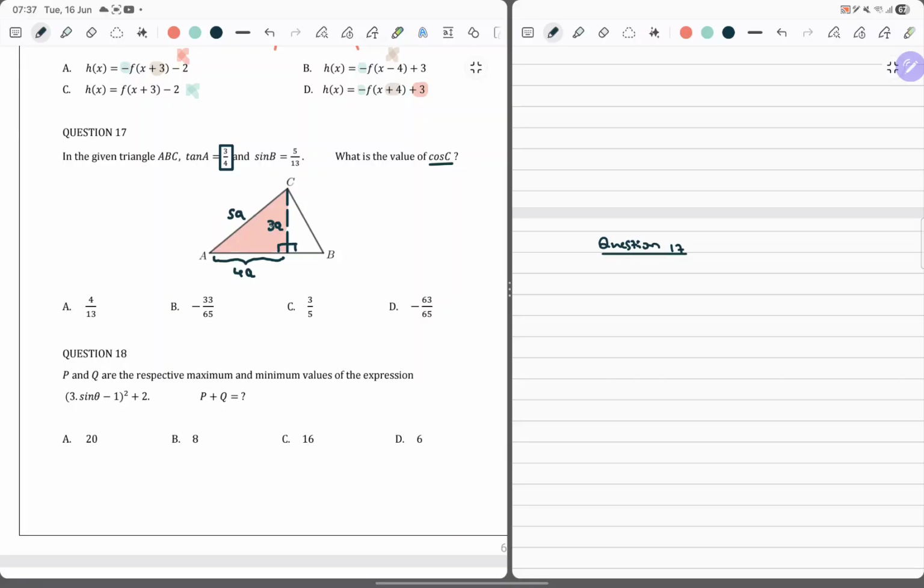Because 3A squared is going to be 9A squared. 4A squared is going to be 16A squared. 9 plus 16, 25. Square root of 25 is 5. Square root of A squared is A.